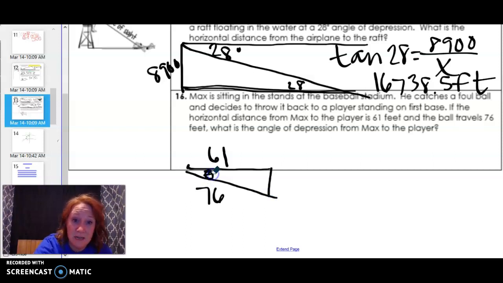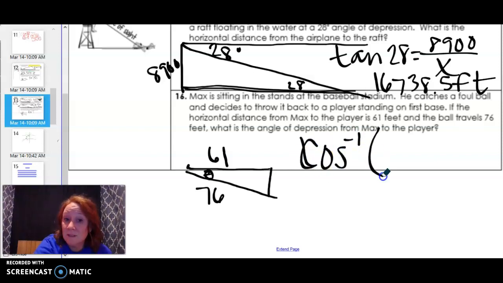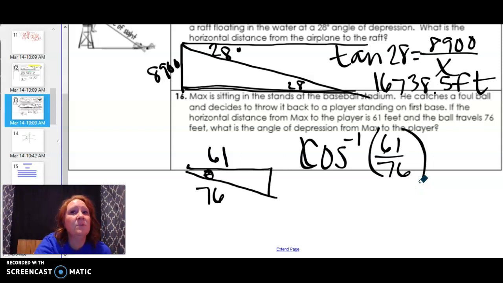So that's your theta. Okay, so adjacent over hypotenuse, adjacent hypotenuse. Cosine inverse of 61 over 76. Put that in your calculator. What do you get? My answer key tells me 36.6 degrees.